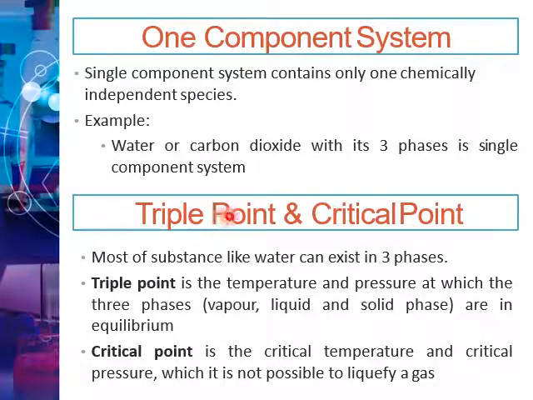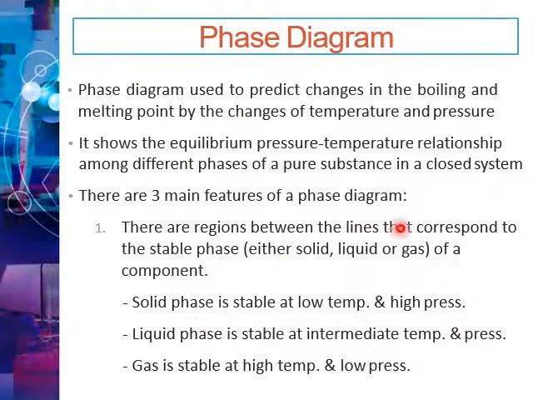Triple point is where the equilibrium of temperature and pressure is. Normally the triple point is the temperature and pressure at which the three phases, liquid, solid, and vapor, are at equilibrium. The critical point is the critical temperature and critical pressure, which is normally beyond the gas. It's not possible to liquefy a gas beyond it. Alright, so look at this one.